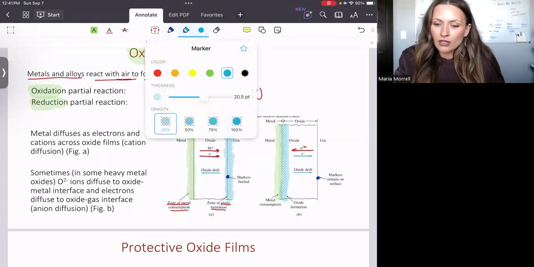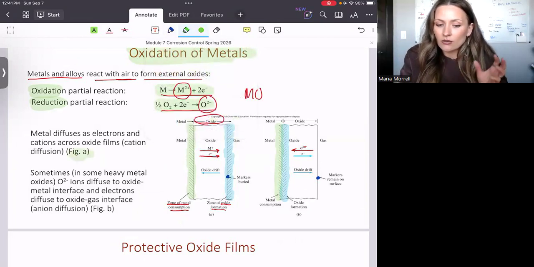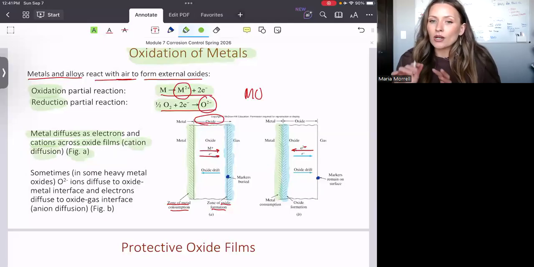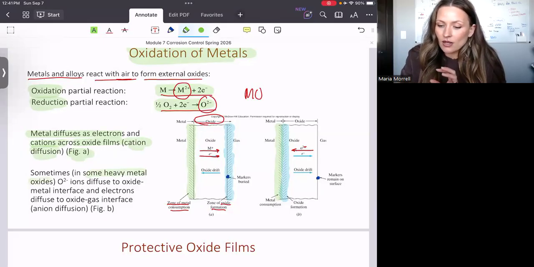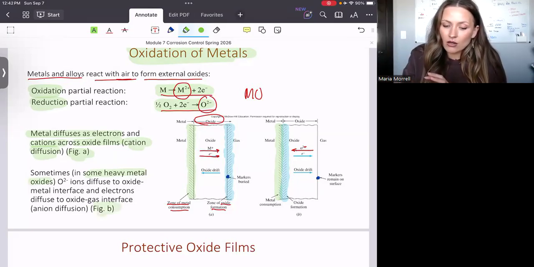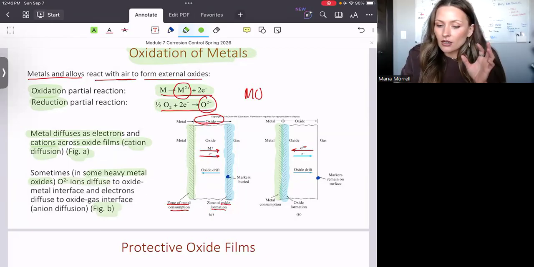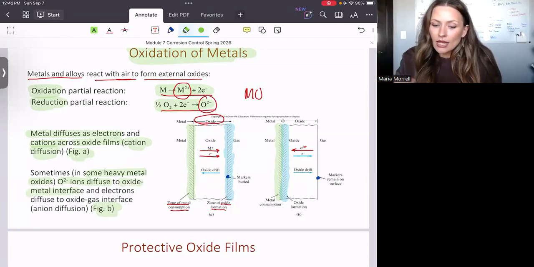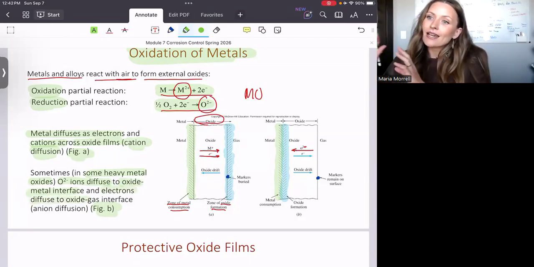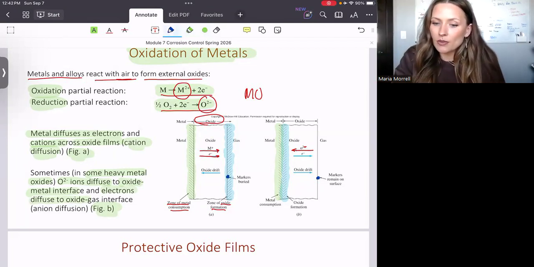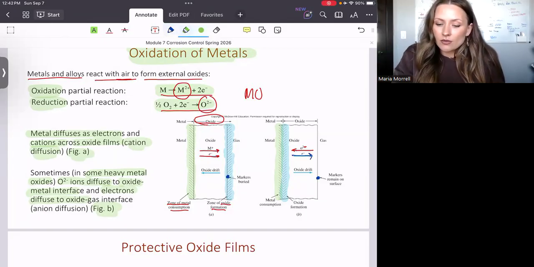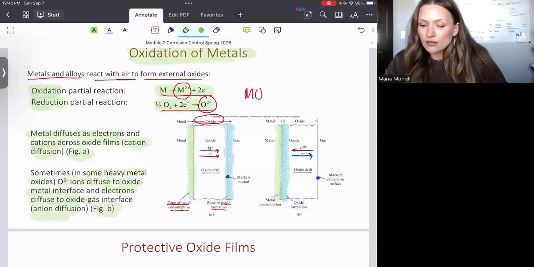And I will highlight here exactly what I just described, right? So in figure A, we see that the metal diffuses in the form of electrons and cations across the oxide film, right? And we call it cation diffusion. Whereas sometimes, in some heavy metal oxides, and specifically this is going to be your figure B, you have the oxygen ions, which diffuse to the oxide-metal interface. This is the one that is shaded as blue. And then, of course, the electrons diffuse to the oxide-gas interface, right? So they are moving in the opposite direction. They're moving toward the outer surface. And this is why we call this process anion diffusion.